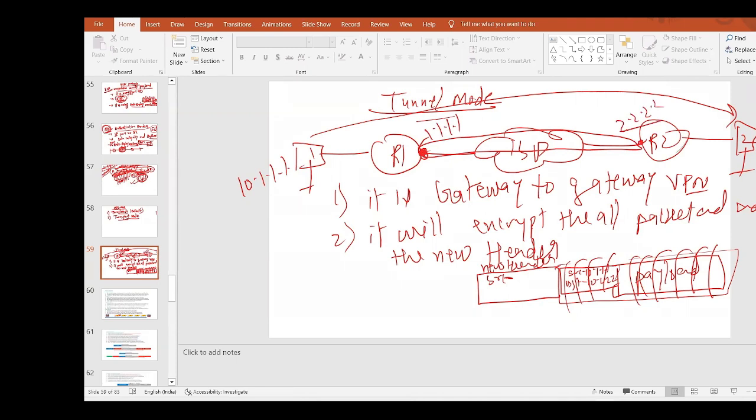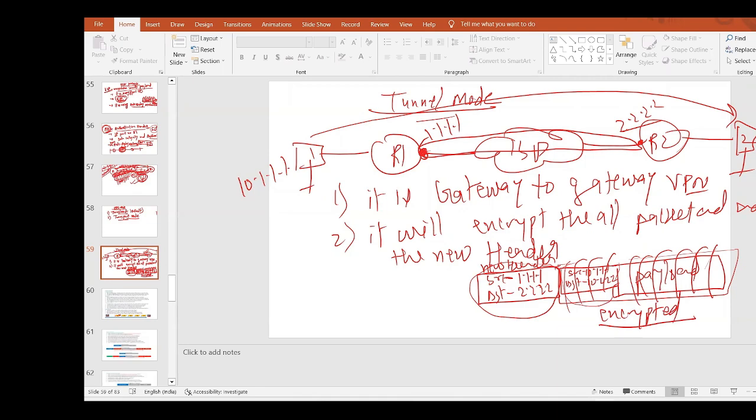My peer router's public IP. So it will put the source IP as 1.1.1.1 and the destination as my peer public IP, 2.2.2.2. This is not encrypted, because it has added a new header. But my original source IP, destination IP, and data payload are all encrypted. Understood? This is done by the tunnel mode.